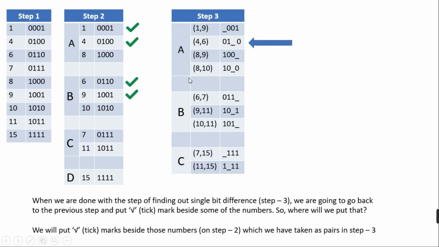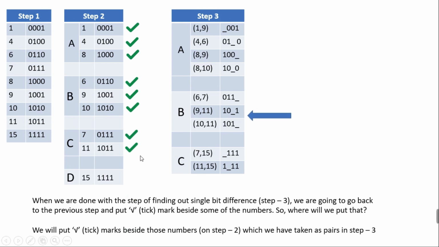So let's continue. So for 8 and 9, we have put tick marks on 8, and the 9 was already ticked, so we did not put another tick mark beside that because it was already done. All right, so after that 8 and 10, yeah, so you can see that we have put tick marks on 10, and the same thing will be done for all other numbers.